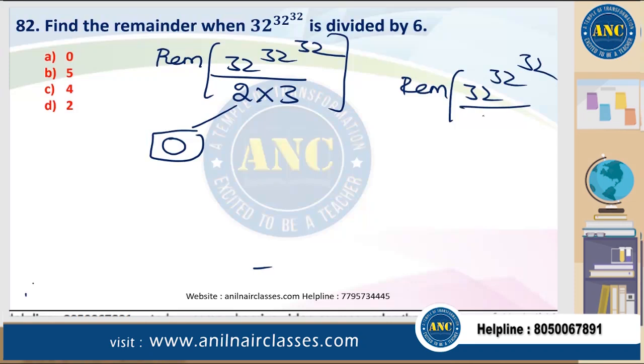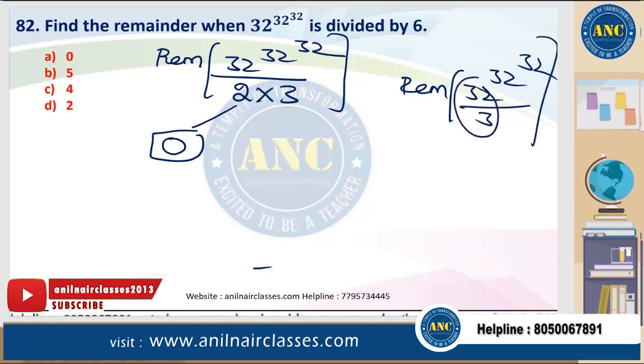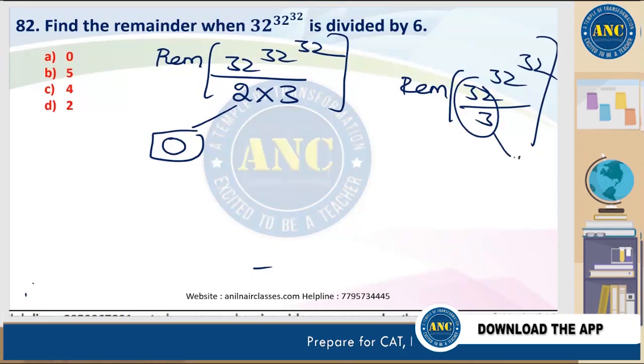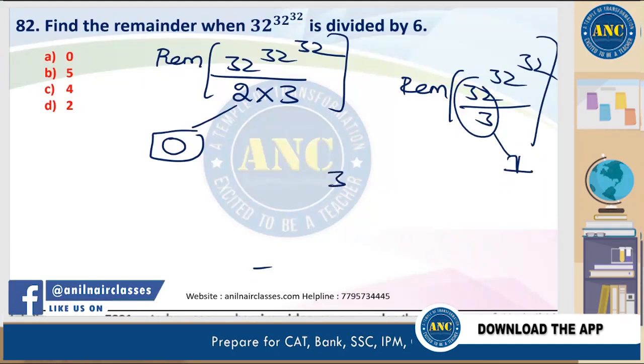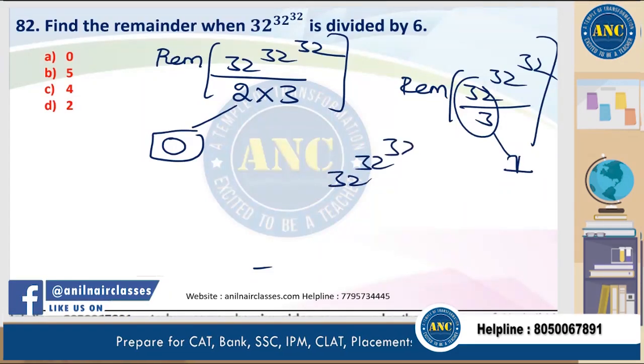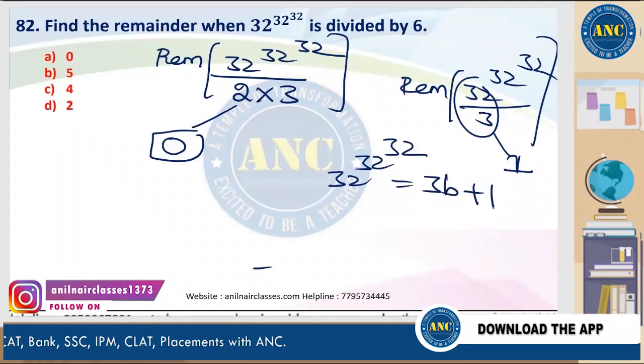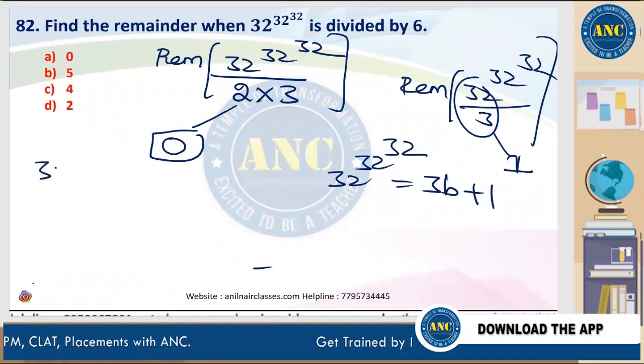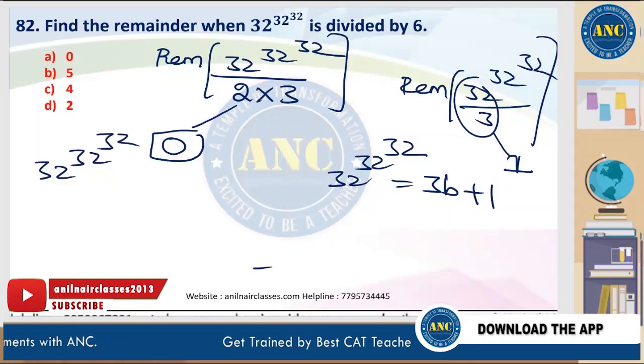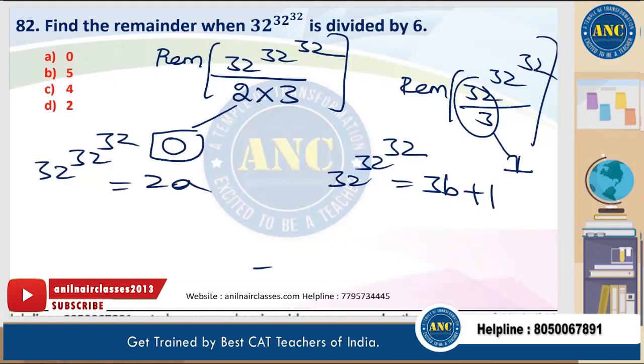When divided by 3, 32 power 32 power 32 divided by 3. 3 11s are 33. Minus 1 power even. Remainder is 1. So 32 power 32 power 32, when divided by 3, it gives a remainder 1. When divided by 2, it gives a remainder 0.